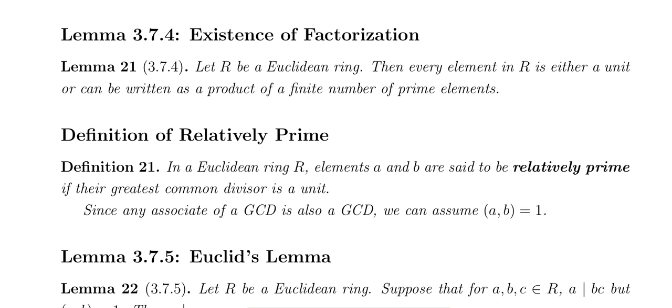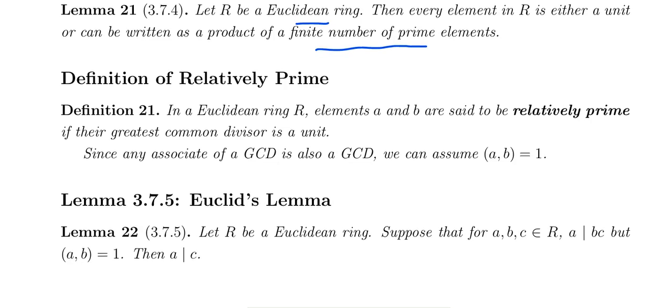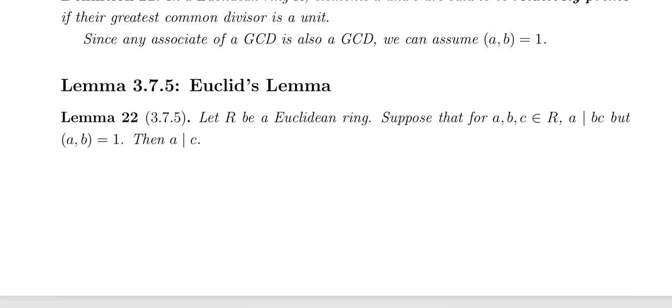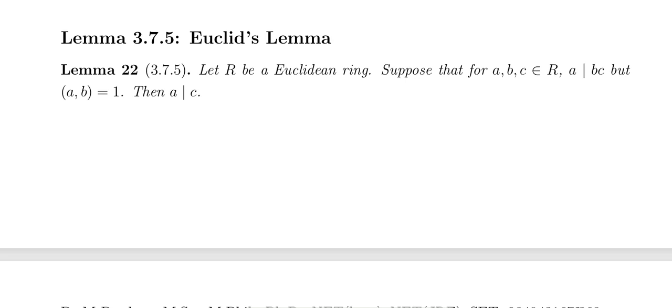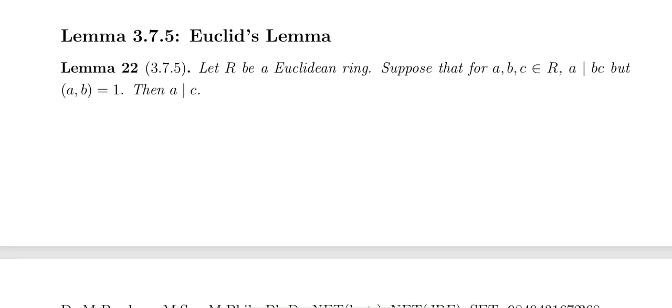Then R is a Euclidean ring, and every element in R is either a unit or can be written as a product of a finite number of prime elements. And relatively prime means the greatest common divisor is a unit. Euclid's lemma, I think we already discussed. That is, A, B, C belonging to R, A divides BC, and A and B are relatively prime, then A divides C.